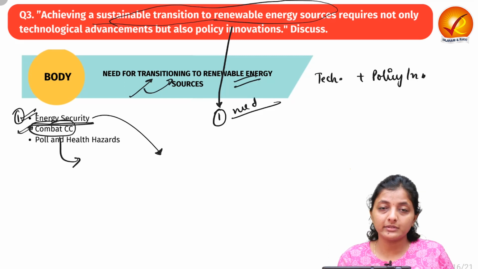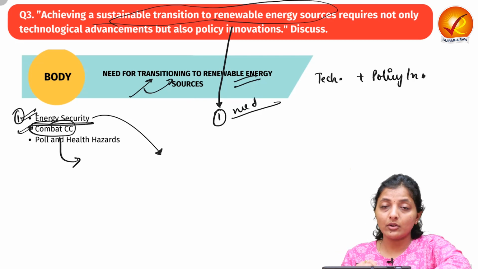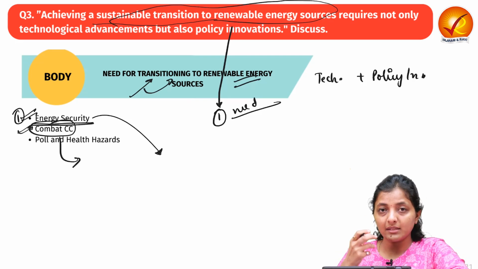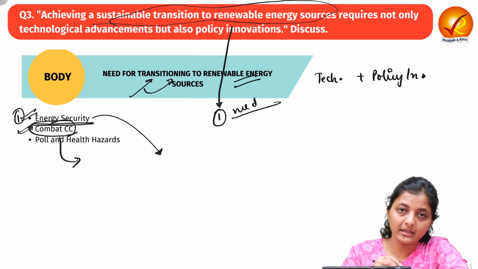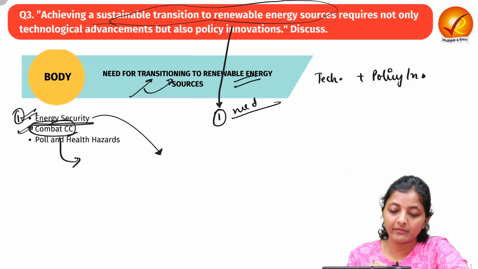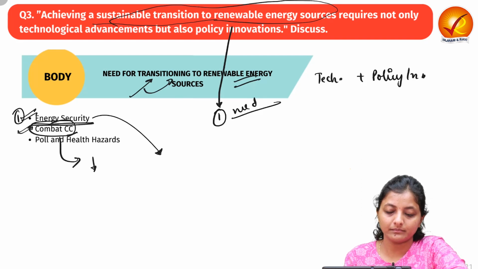Next is combating climate change. The burning of fossil fuel releases greenhouse gases, and greenhouse gases are the very basic and major reason for climate change. So to combat and mitigate the climate change impact, we need to reduce this burning.